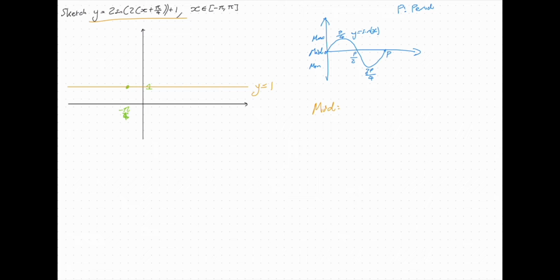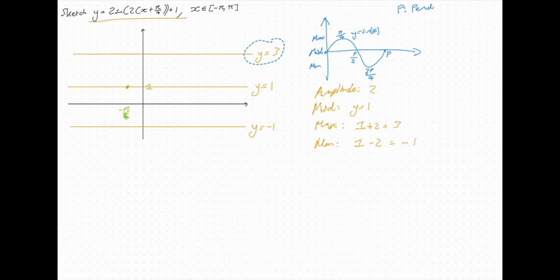Basically, our mid is at y equals 1. Our max is going to be, actually we'll do amplitude first. So the amplitude is going to be 2, because that's the coefficient in front. And so what that means is that our maximum is going to be 1 plus 2, which is 3. And then our minimum is going to be 1 minus 2, which is minus 1. And so if I draw another line across, down here y equals minus 1, and y equals 3. I'll bring this up a bit so it's more to scale. But essentially, we're going to be moving between those values for the sine graph.